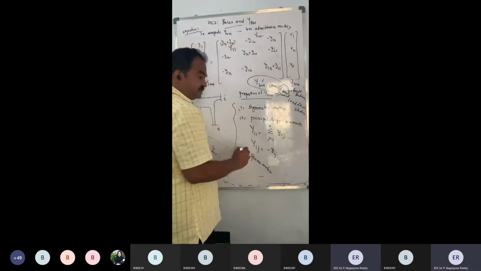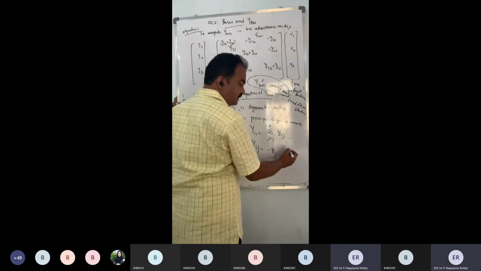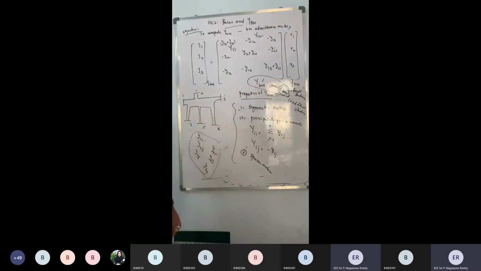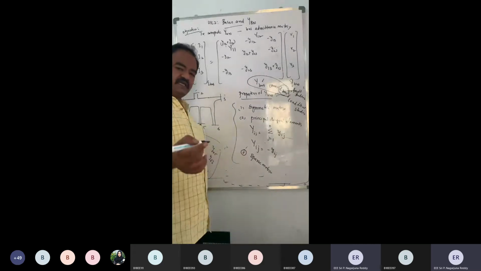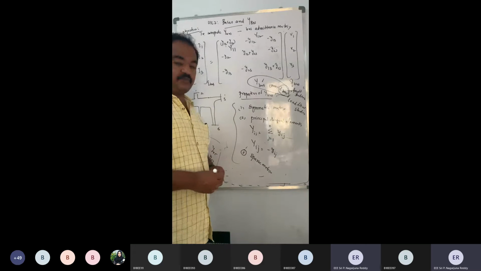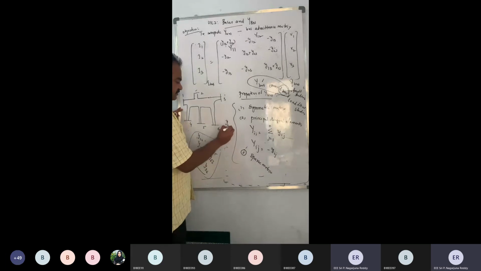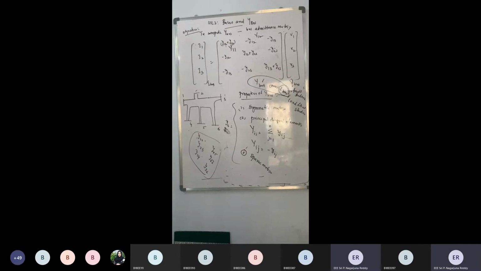Because of being a sparse matrix, let us suppose if I want to enter in a computer all the elements of Y bus matrix, I would have to enter all of them. Do I need to enter where there is 0? By default the computer takes it as 0. I enter y12, and if y13 is 0, I don't enter it; by default it will take it as 0. Because of this, memory requirement will be lower and human effort will be low. So these are the advantages of Y bus matrix.